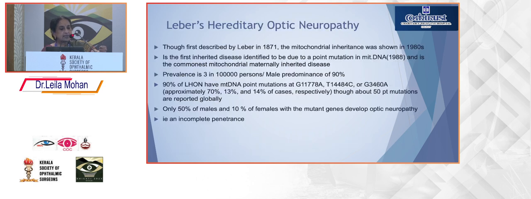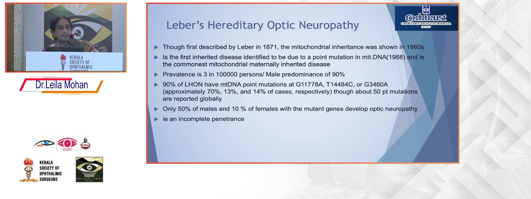So coming to Leber's hereditary optic neuropathy, though first described by Leber in 1871, the mitochondrial inheritance was shown only in the 1980s. It is the first inherited disease identified to be due to a point mutation in mitochondrial DNA, and is the commonest maternally inherited mitochondrial disease. The prevalence is 1 in 100,000 persons with a male predominance of 90%, and it is due to maternally inherited mitochondrial DNA point mutations.